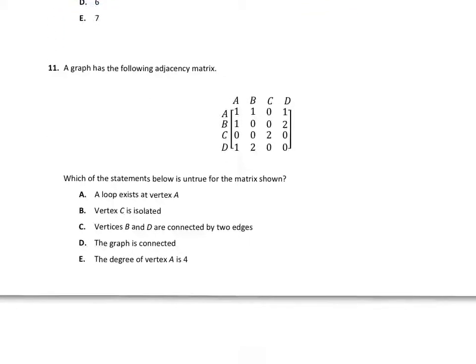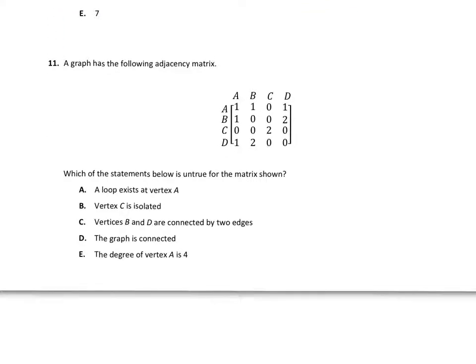Okay, moving on to a different question, adjacency matrix. So this is another question where they're asking for an untrue statement. So we need to go through the possibilities and work out what the final answer is there. So a loop exists at vertex A. So we have a 1 in the A to A, which represents a loop. So that's true. There is a loop at A.